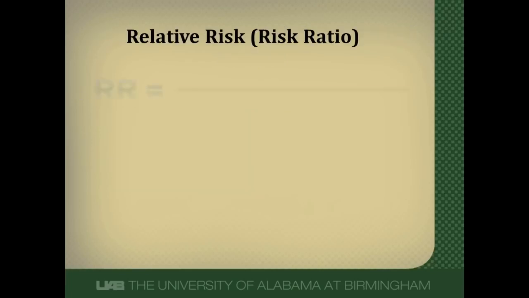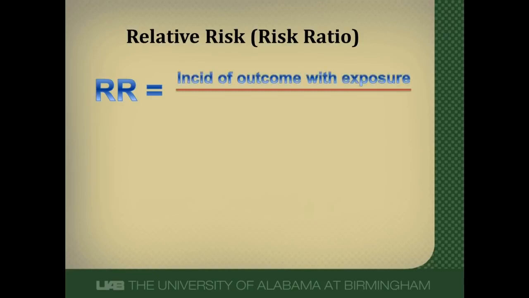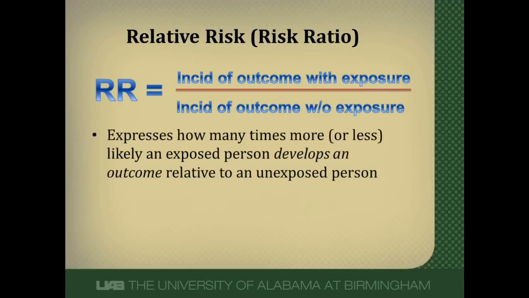So relative risk or risk ratio is just that, it's a ratio. And in the numerator we have the incidence or rate of development of disease in the persons who are exposed divided by the incidence or rate of developing disease in those who were not exposed. And a relative risk or risk ratio expresses how many times more or less likely an exposed person is to develop the outcome relative to an unexposed person. And the key here is relative, as we'll see in a minute.